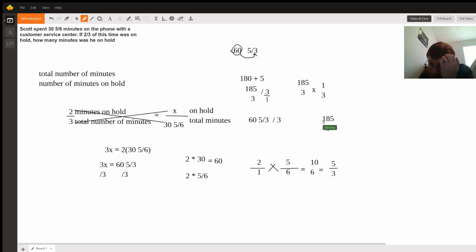Then from here, we need to change this back into a mixed number. So we say, how many times does 9 go into 185? Well, you use your calculator or you do your long division, and you'll figure out that it goes into it 20 times. And then we have left over this 5/9. So 20 times 9 is 180. We'll have 5 as our remainder, and we just set that 5 over the 9. And so then he was on hold for 20 minutes and 5/9 of an extra minute. If you have any questions, just holler at me.